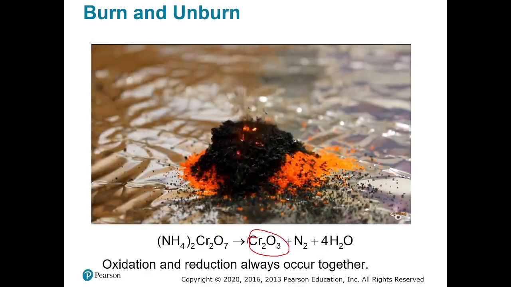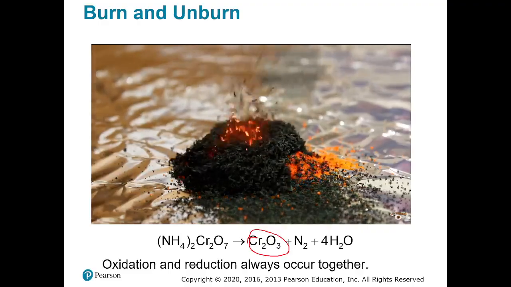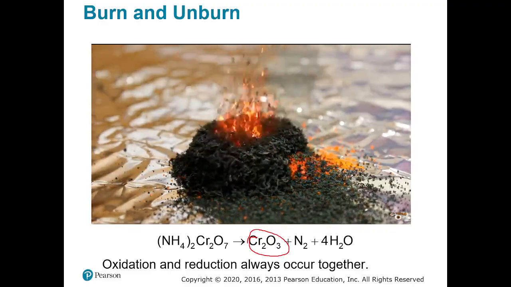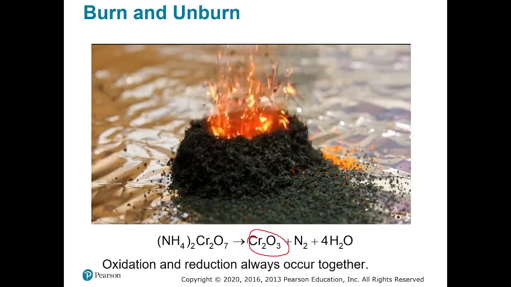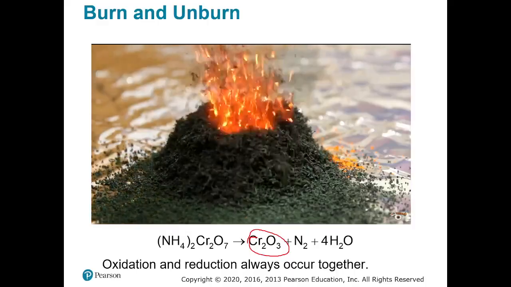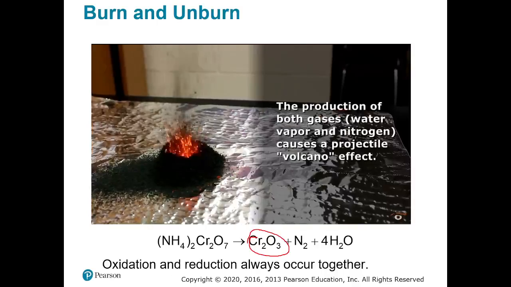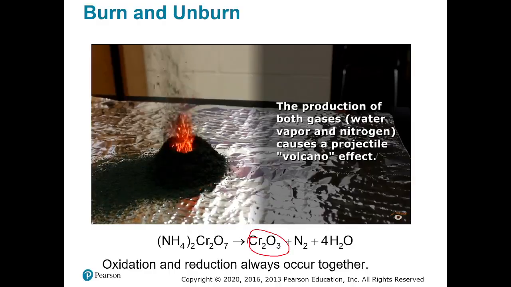And right there you're seeing a reduction and oxidation occurring. And so hopefully you guys see that. It's beautiful. And it is very beautiful. Also makes a hell of a mess.